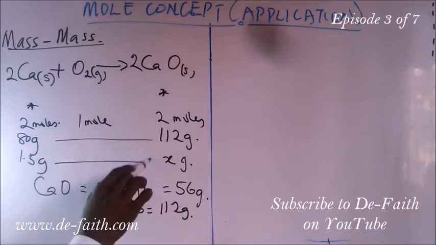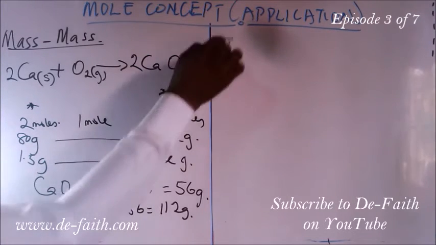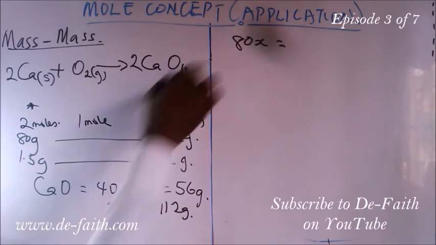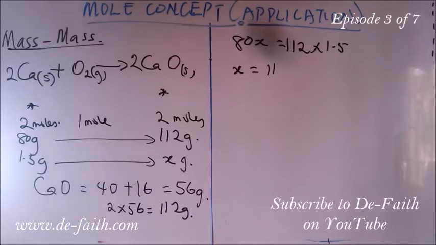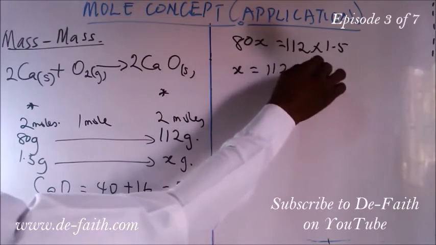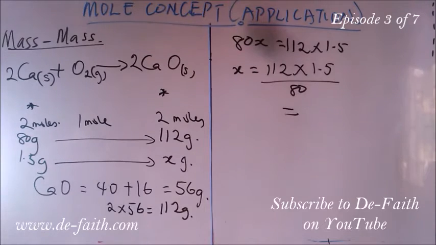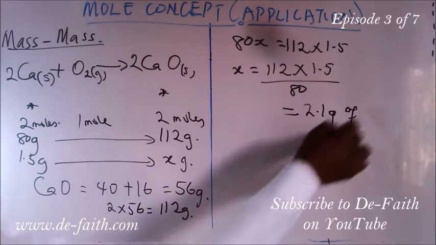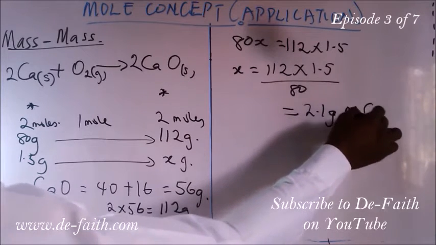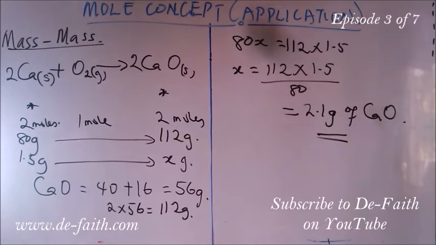And so what we will do is we cross multiply it. We have 80 multiplies x, which is 80x, and then 112 times 1.5. So we have x equal to 112 times 1.5 over 80, and that gives us 2.1 gram of calcium oxide. This is what is produced when 1.5 gram of calcium is used.